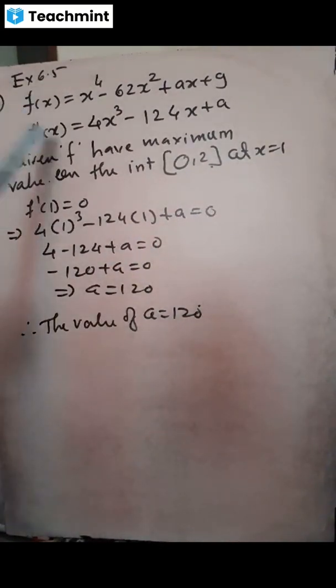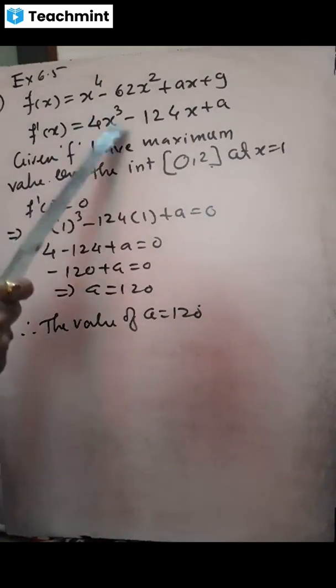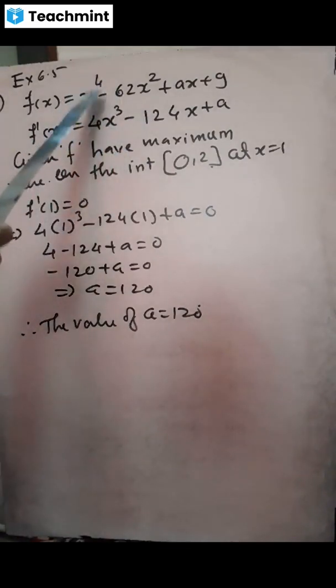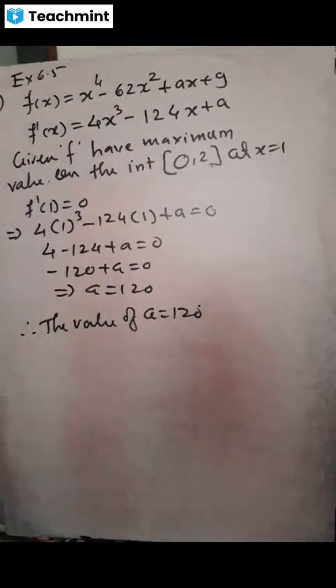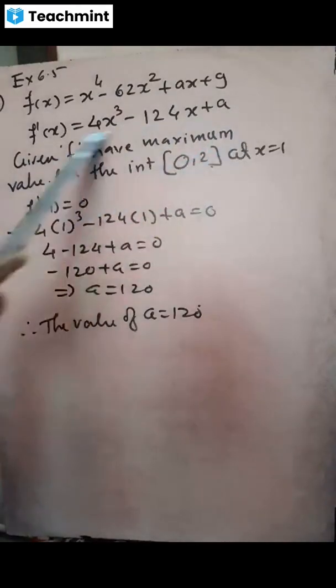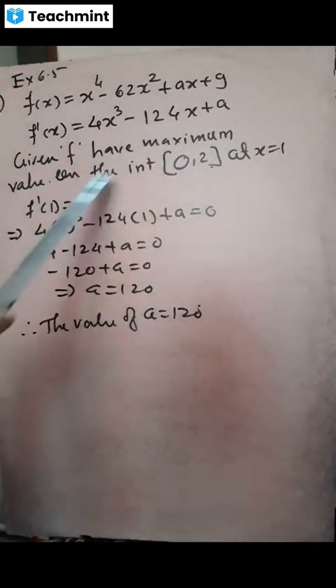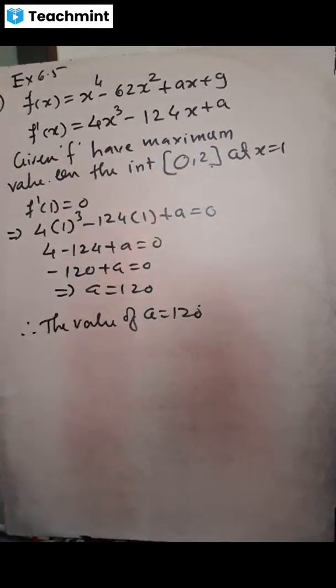So here first of all we will find f dash x, which is equal to 4x cube, because the derivative of x raised to 4 is 4x cube. Here 124x and here is a. So it is given that f has a maximum value in this interval, so we will put f dash of 1 as 0.